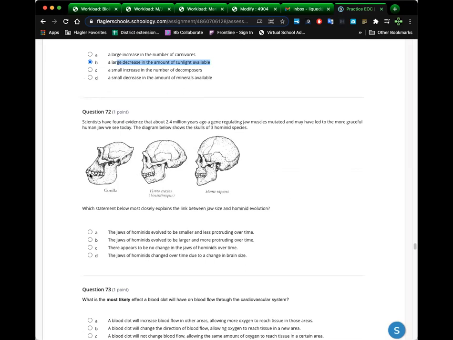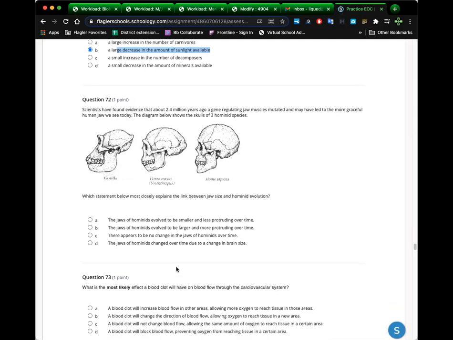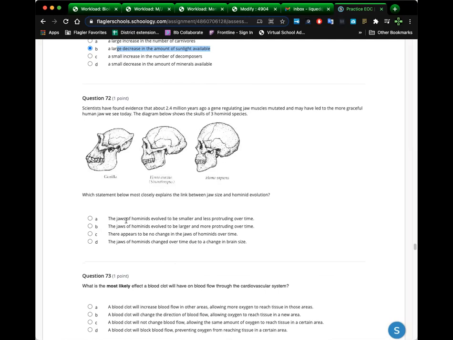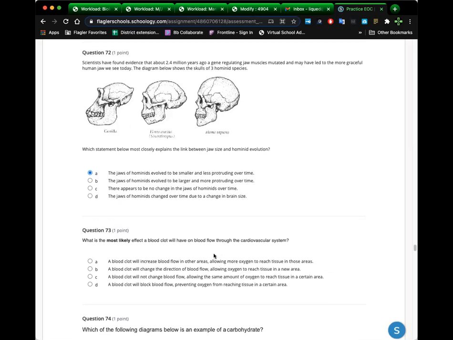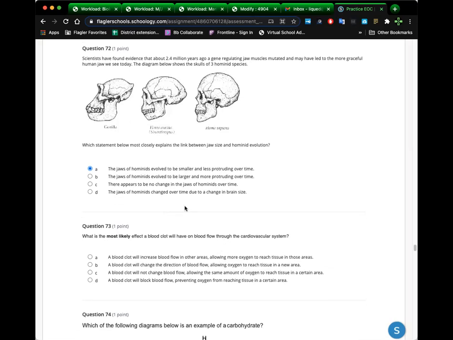All right, human evolution. So really, the big things you need to know is jaw size over time got smaller, brain size got bigger. So jaw size became smaller and less protruding over time. And that's it. This one talks about it being changed due to brain size. If it doesn't say that anywhere in the question, it's probably not going to be it. There are multiple reasons it changed, but just in general, jaw size smaller, brain size, or cranial capacity. So your exam might say cranial capacity too.